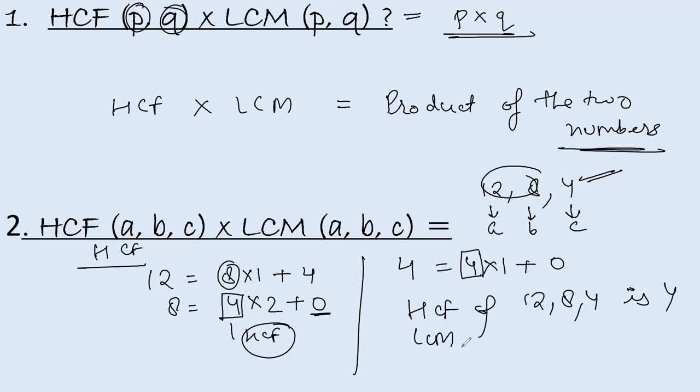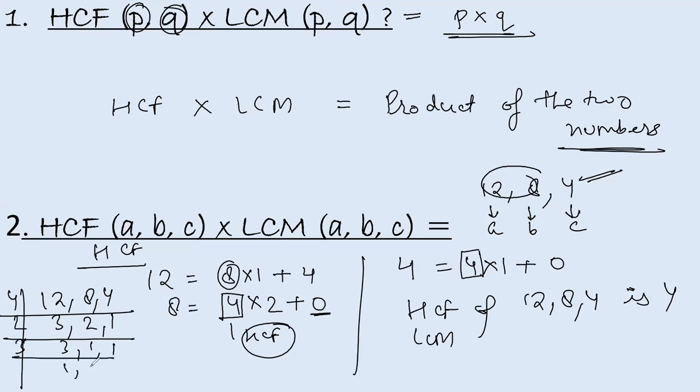Now, what is the LCM? If we find the LCM of 12, 8 and 4, it will be like 4, 1, 3, 2 and 1, and 2, 1 and 3, 1 and 1. It means 4 multiply 2 is 8, and 8 multiply 3 is 24. So the LCM of 12, 8 and 4 is 24. Now they are asking the multiplication of HCF and LCM. So 24 multiply 4 is what? 96. So it will be 96.